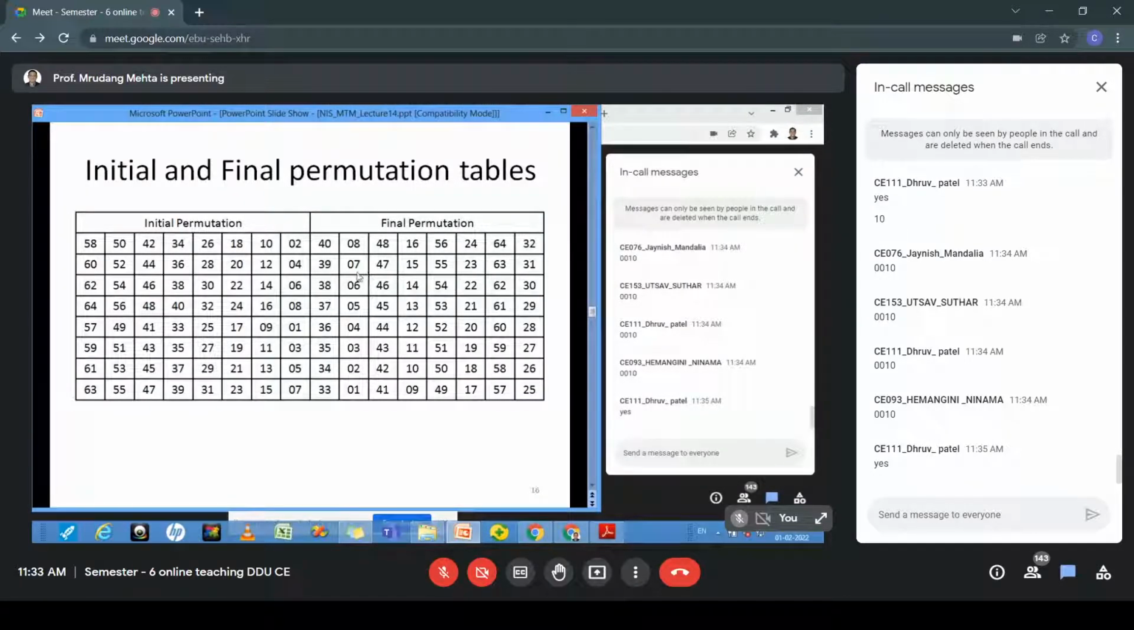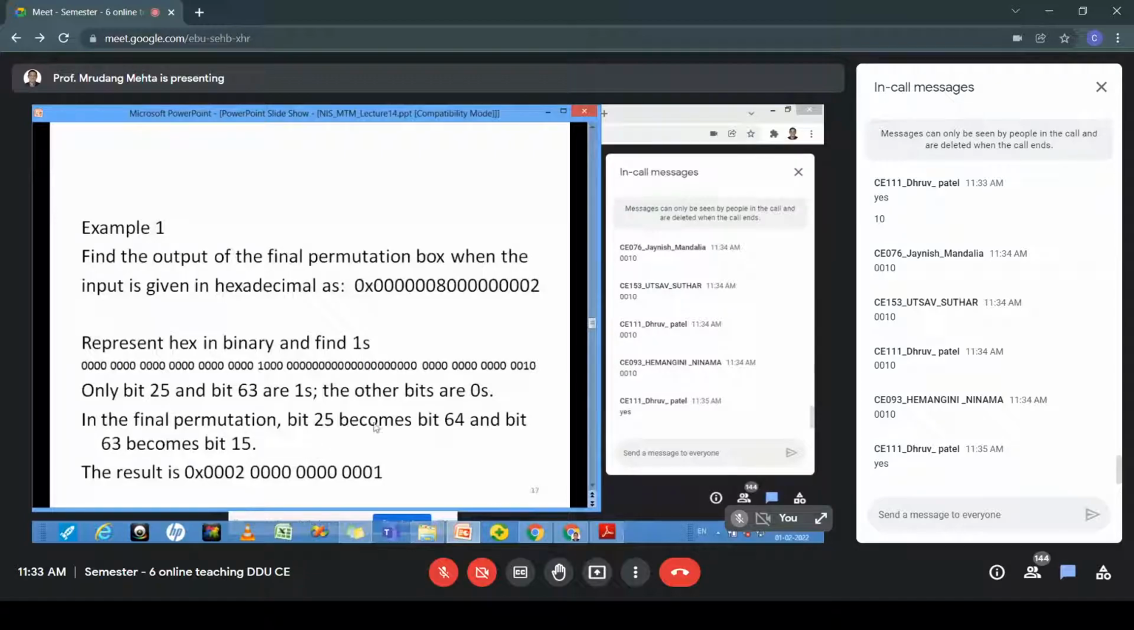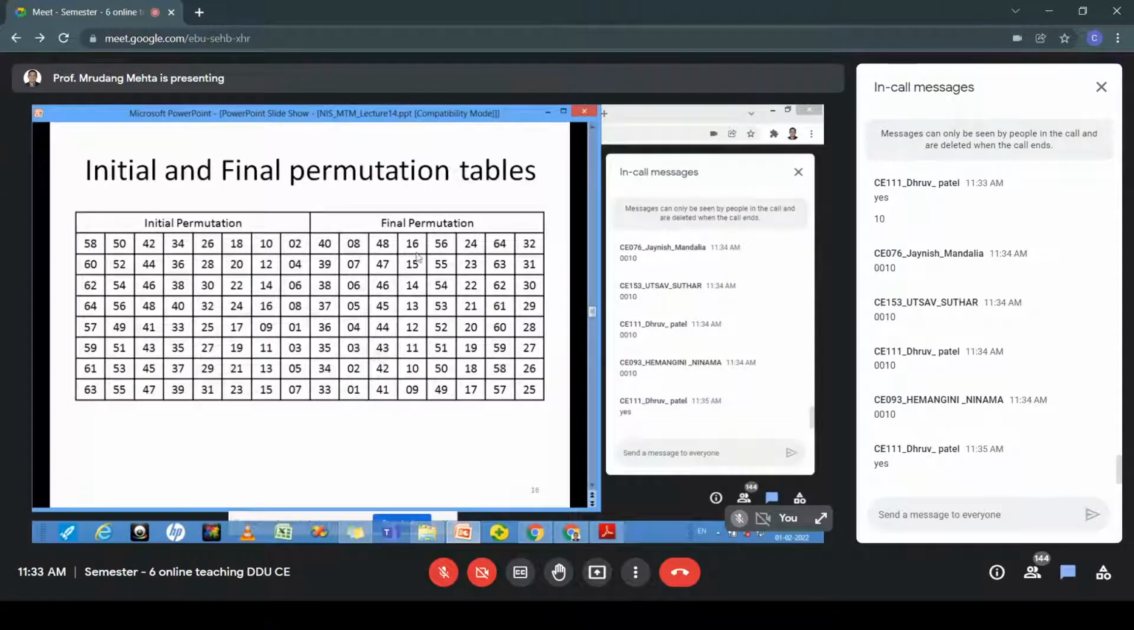So here this 15 is going to be on the 15th bit. 8, 9, 10, 11, 12, 13, 14 and 15. The 15th bit is 63. So what is stored on the 63rd bit is 15, and that 15th bit is stored at the 63rd. Is that clear?